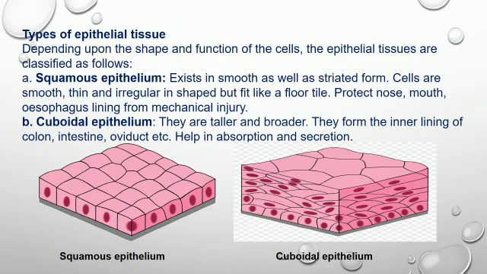Types of epithelial tissue. Depending upon the shape and function of the cells, the epithelial tissues are classified as follows. Squamous epithelium exists in smooth as well as striated form. Cells are smooth, thin and irregular in shape but fit like a floor tile, protecting the nose, mouth, esophagus lining from mechanical injury. Cuboidal epithelium. They are taller and broader. They form the inner lining of colon, intestine, oviduct, etc. Help in absorption and secretion.